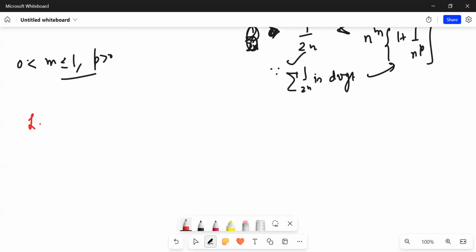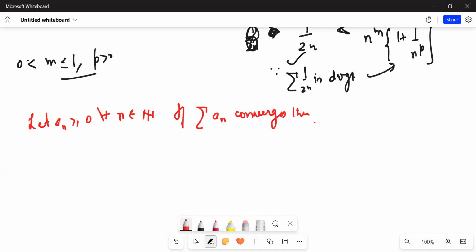Now let an be greater than or equal to 0 for all n belonging to the natural numbers. Now if summation an converges, then summation an square converges. True or false? I hope I have done it for you.